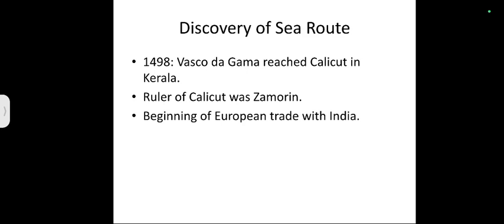Yes, my dear students, in the year 1498, Vasco da Gama reached Calicut in Kerala state. This is the first place where the Europeans reached India, and the ruler of Calicut was Zamorin. The beginning of European trade with India started in 1498.